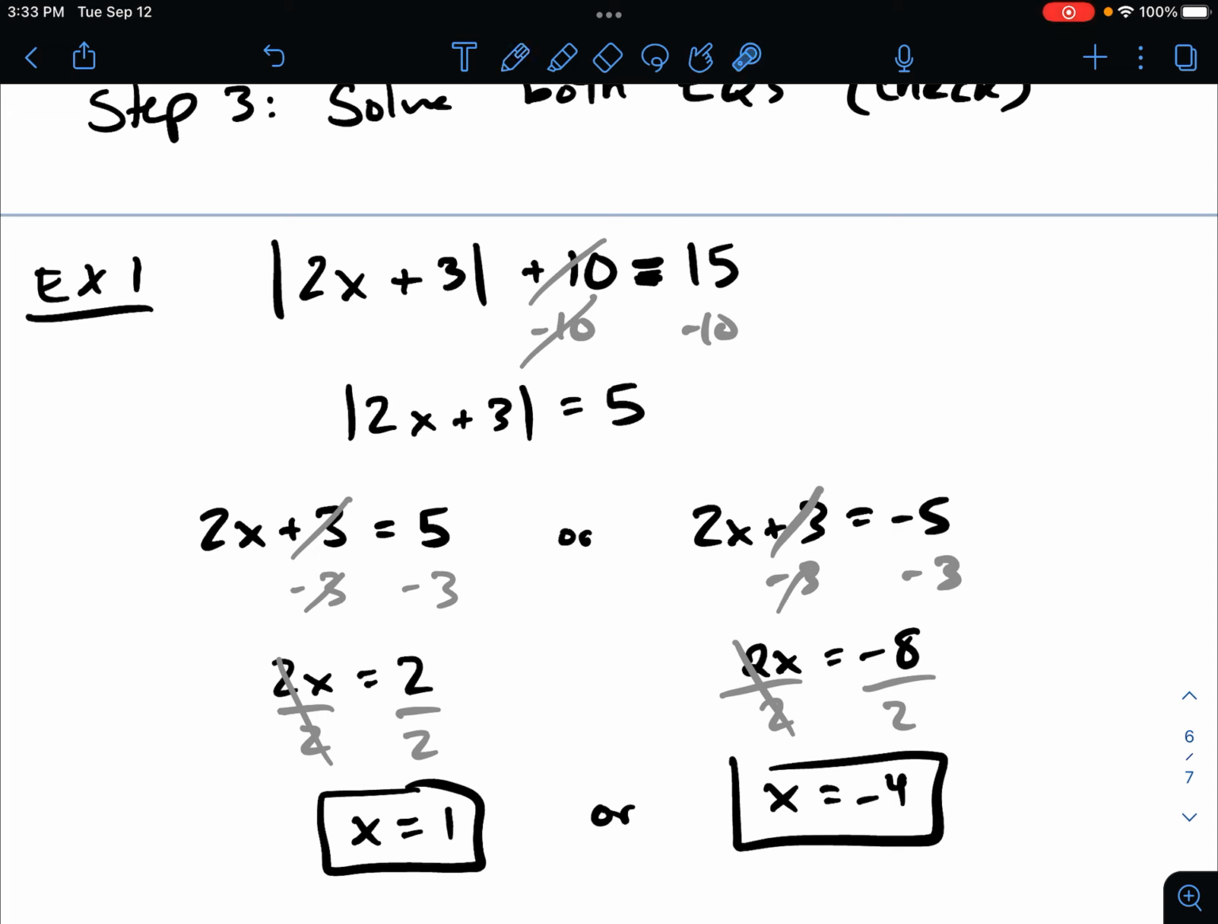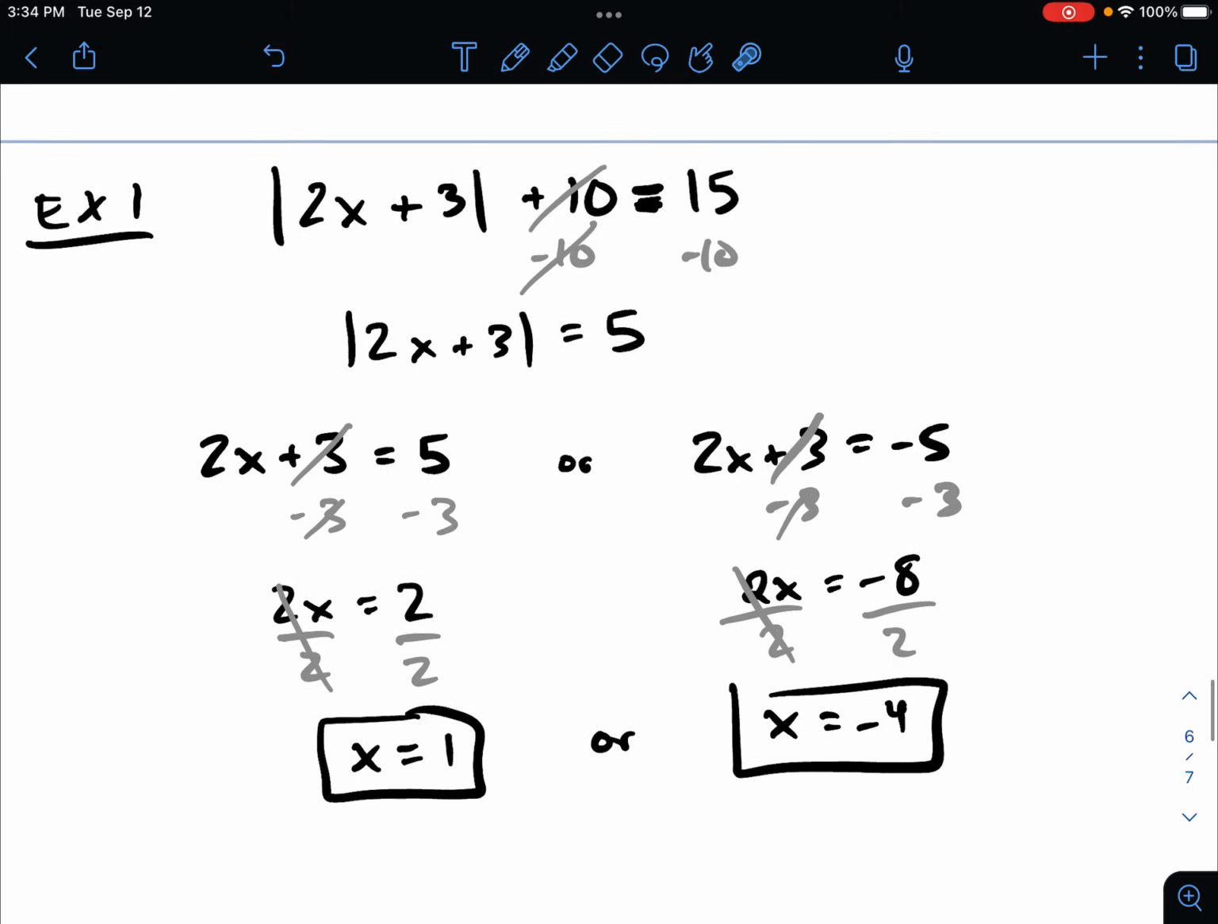All right, so we're going to plug that in for x. 2 times -4 is -8. -8 plus 3 is -5. We know that the absolute value of -5 is really +5, and 5 plus 10 is 15 again. So both of these are going to be my 2 answers. These are the values of x that would make the absolute value 5 units away from 0.